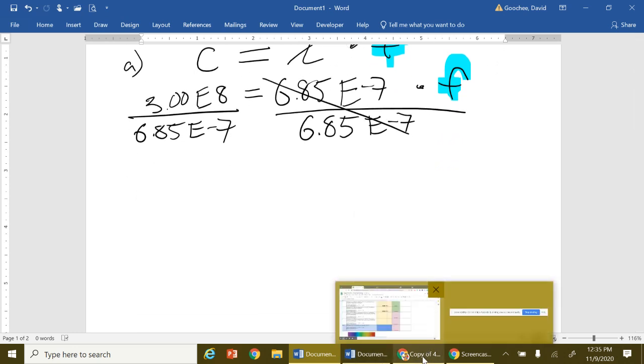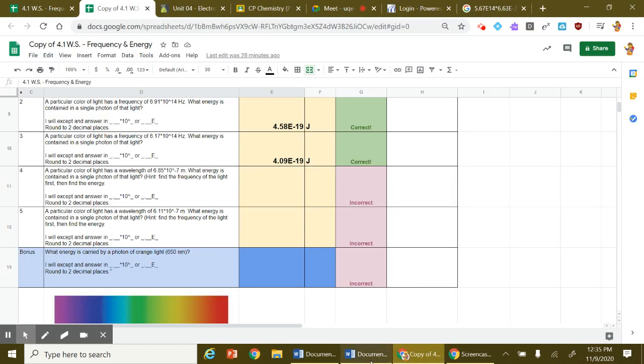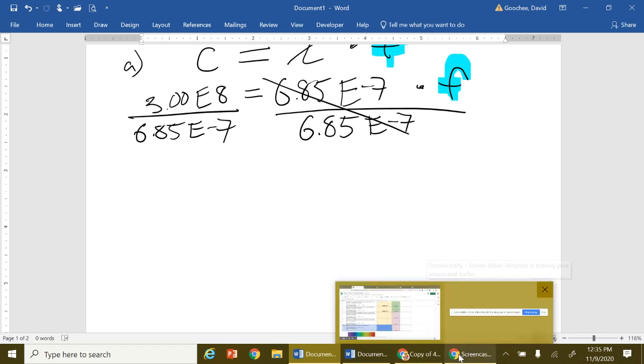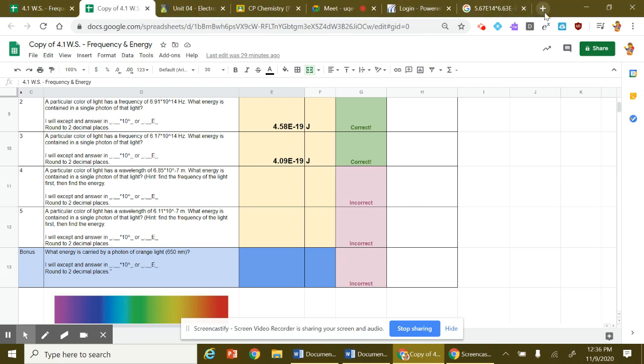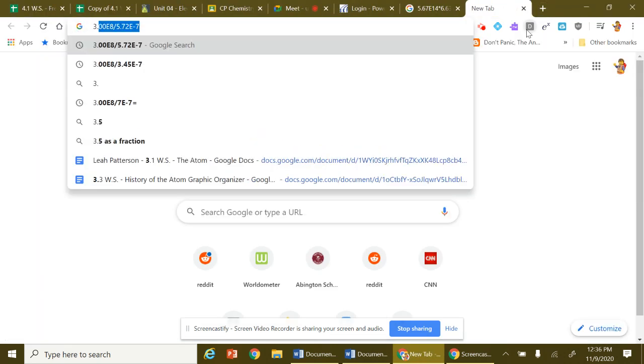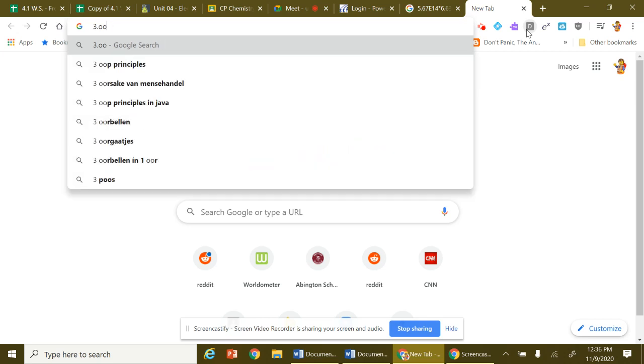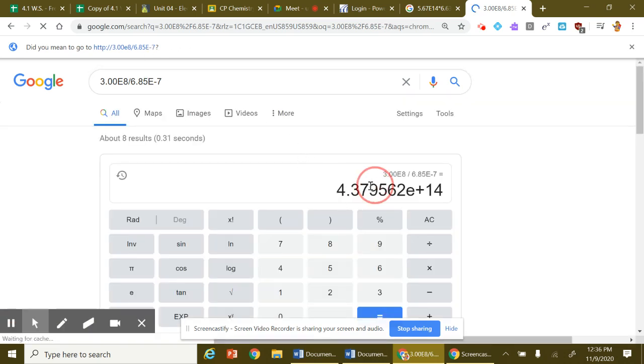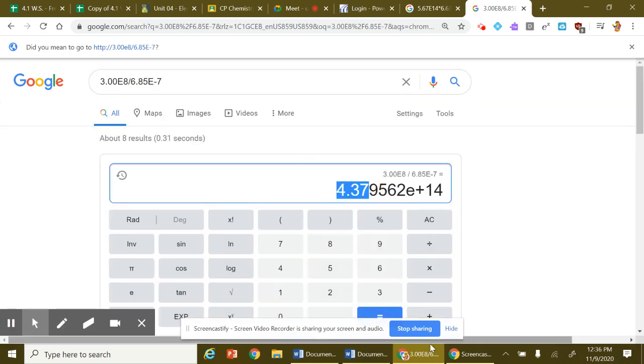Now I'm going to go into Google and enter this: 3.00 times 10 to the 8th divided by 6.85 times 10 to the negative 7th. And what I get is 4.37 times 10 to the 14th hertz.